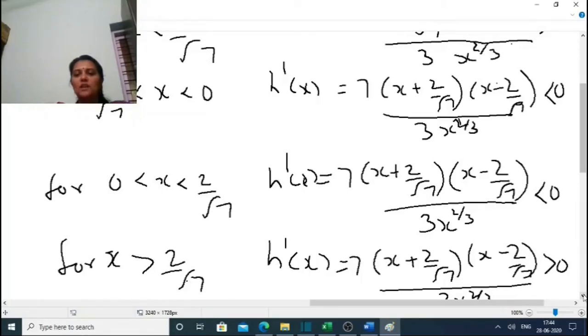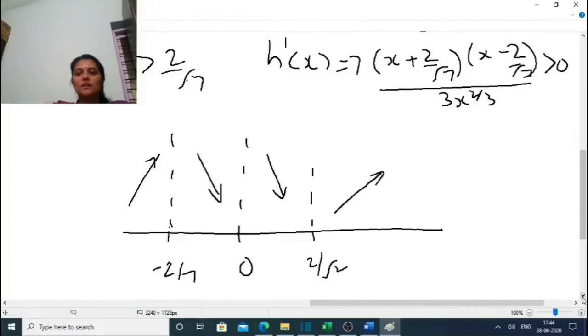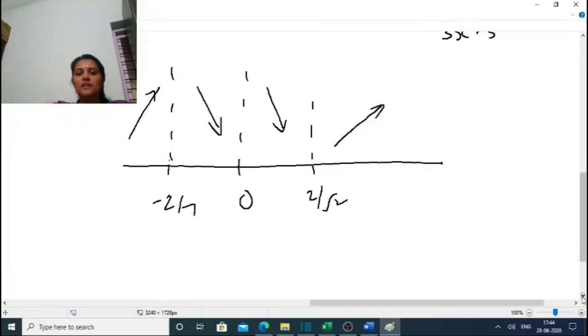Denominator anywhere will be some x square term, x square raised to 1 by 3 is there. So in all cases denominator will be positive. In that interval, first value is greater than 0, second value is less than 0, so this will be negative. And for x greater than 2 by root 7, first value is positive, second value is also positive, both positive, so greater than 0.